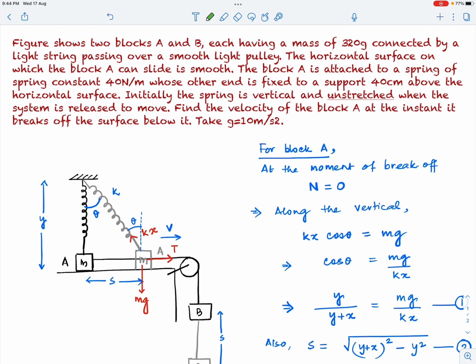40 centimeters above the horizontal surface. Initially, the spring is vertical and unstretched. When the system is released to move, find the velocity of block A at the instant it breaks off the surface below it. The value of g has to be taken to be 10.